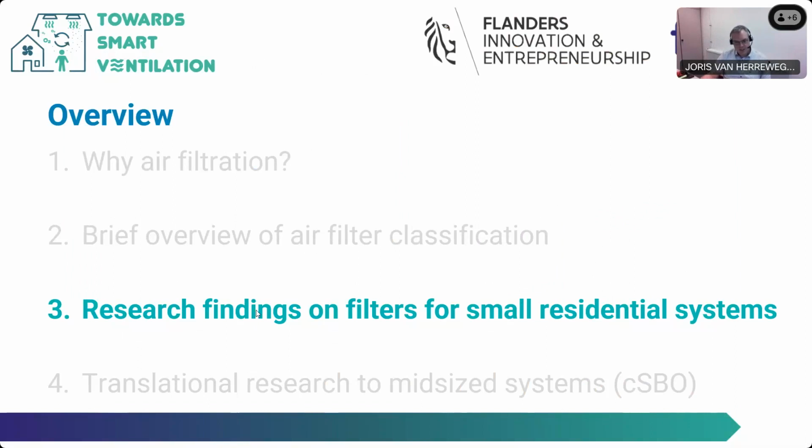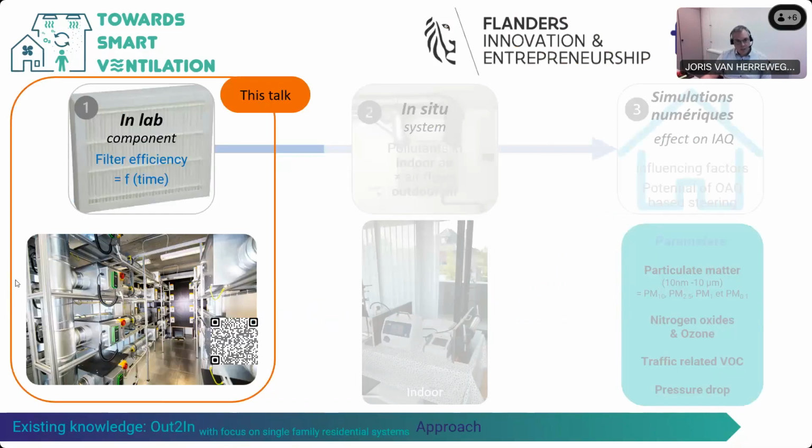Next, I come to the major findings of a research project we've done on filters for small residential ventilation systems. Within this project, we did a 3-step bottom-up approach where we started with measurements in laboratory on filters as components. So therefore, we constructed a test setup in our Brussels laboratory that is composed of 12 parallel test lines. And in each test line, we have one or a combination of 2 filters.